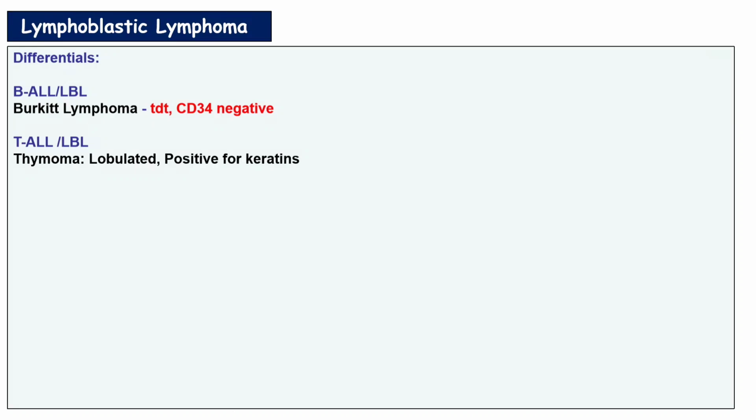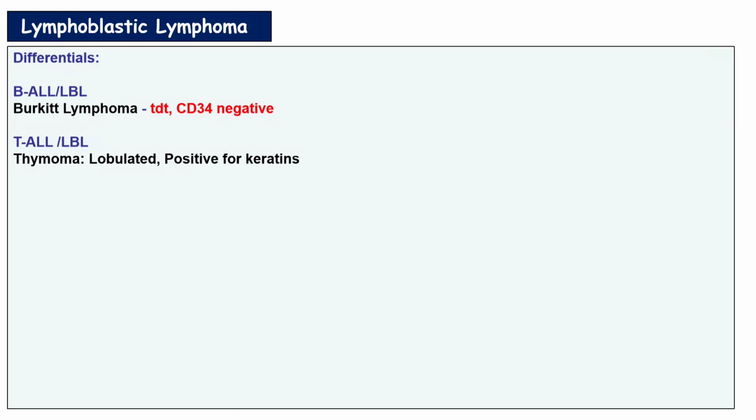The very important differentials, like I said: Burkitt lymphoma is a very important differential for lymphoblastic lymphoma because of the age of the patient and a bit of resemblance in morphology. But Burkitt lymphoma will always be TDT negative and CD34 negative.